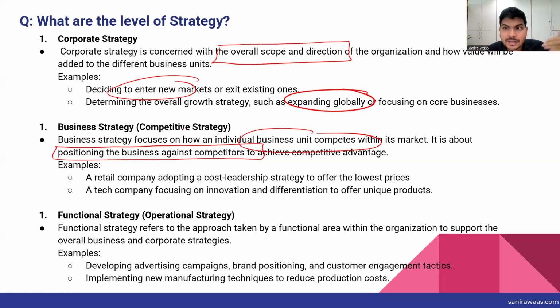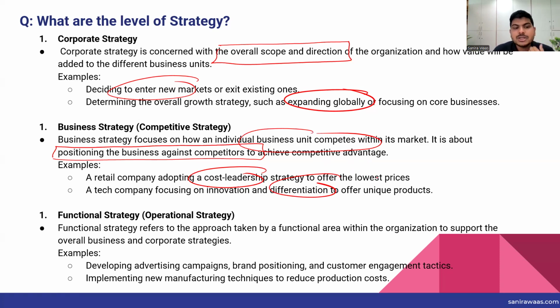This is more competition based. But corporate is more holistic, more long term, more scope, right? Business is more narrowed down, more focused. For example, you want to be a cost leader, or you want to be differentiated. Those things are discussed under business strategy.